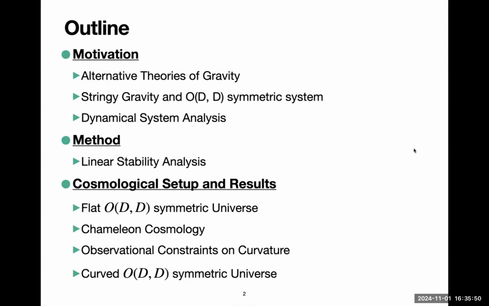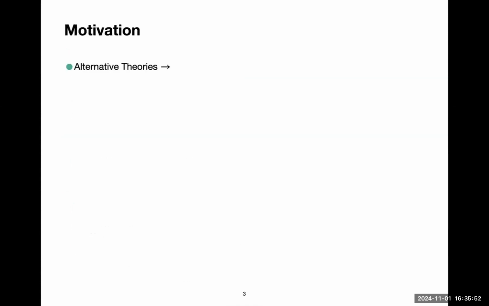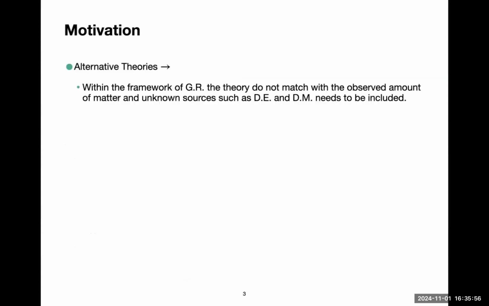So let's start with our motivation about why we work on alternative theories of gravity, because within the framework of general relativity, the theories that we use do not match the observed amount of matter, such that we need to include some unknown sources of dark energy and dark matter components into our models to match the observed amount of matter, so that we can match the observations.